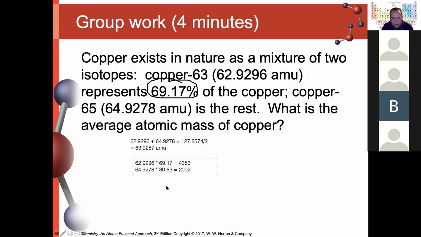And so now I add those together. 4353 plus 2002 gives me 6,355, which I divide now by the 100 since I had it as percentages instead of fractions. I get 63.55 AMU as the mass.